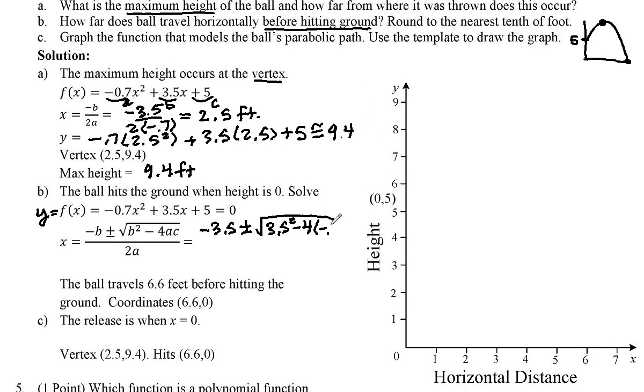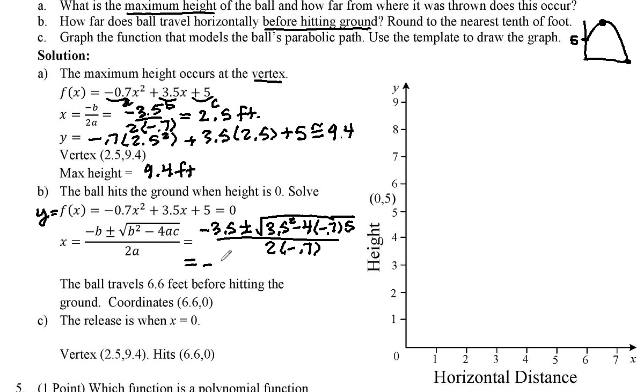Let's see, negative 0.7, and then c is 5. And then all over 2a, 2 times that negative 0.7. Okay, and so plug this into your calculator and simplify that. And if you do, you will get negative 1.6 or 6.6. Okay, you're getting one negative and one positive answer.